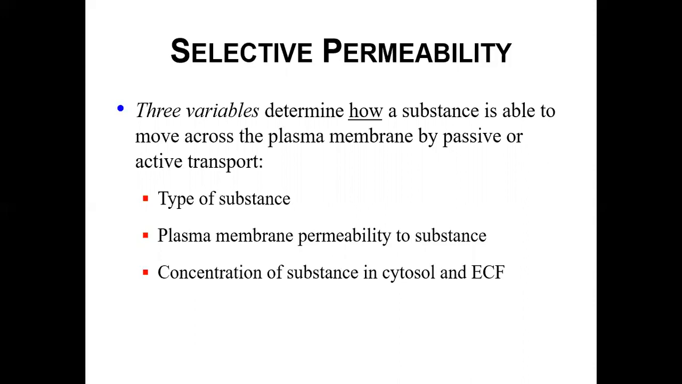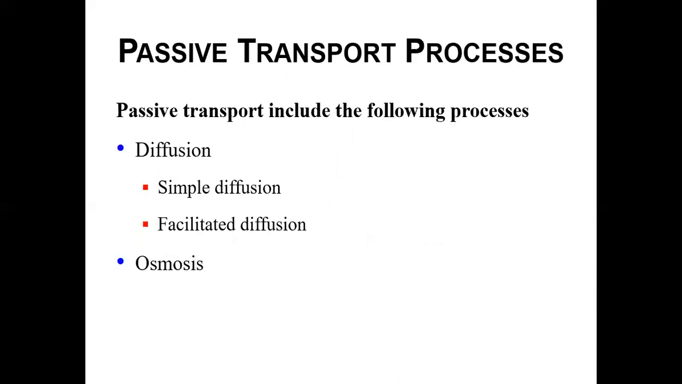That is also a determining factor of how you're going to transport something across a cell membrane. So let's look at passive transport first. I've got a couple of definitions for you. Diffusion, and we'll look at simple diffusion and facilitated diffusion. We'll also talk about osmosis.